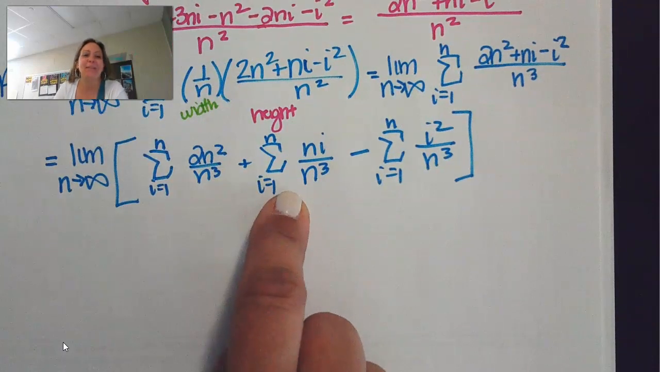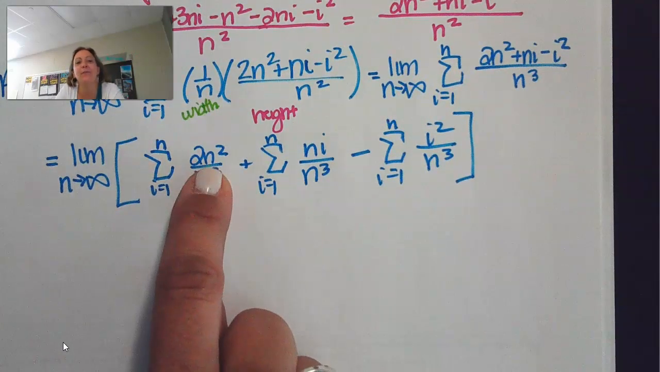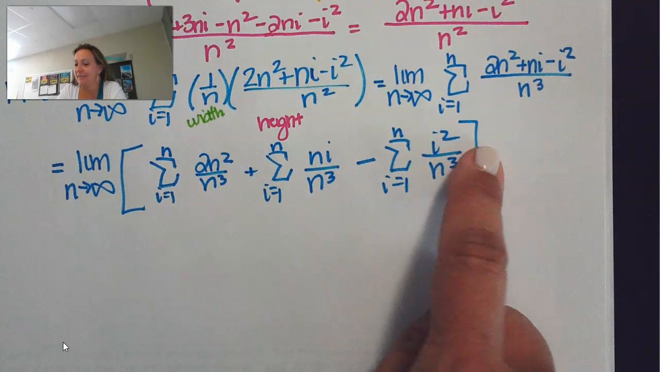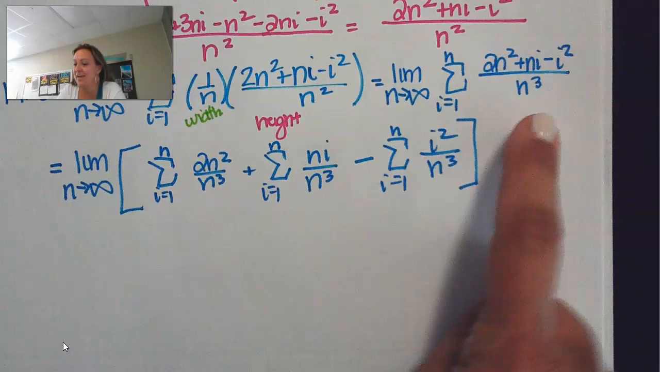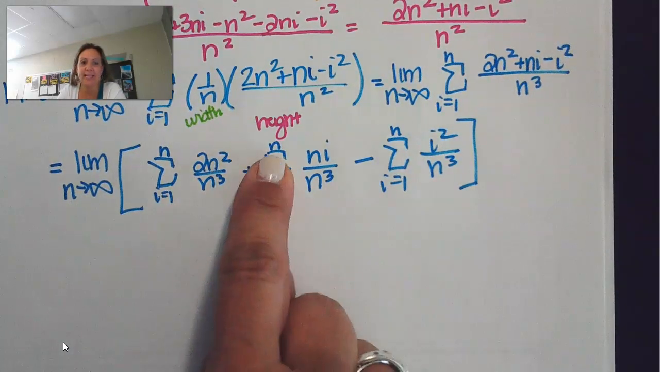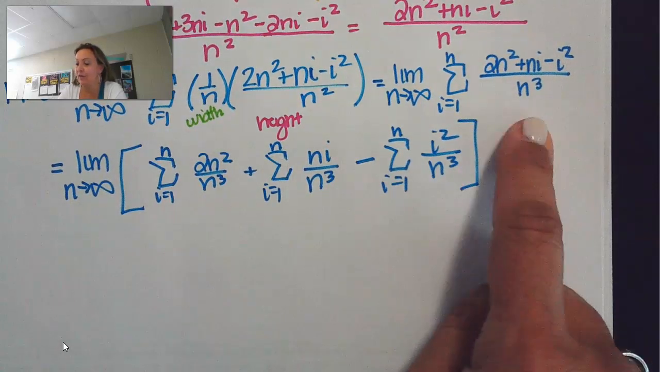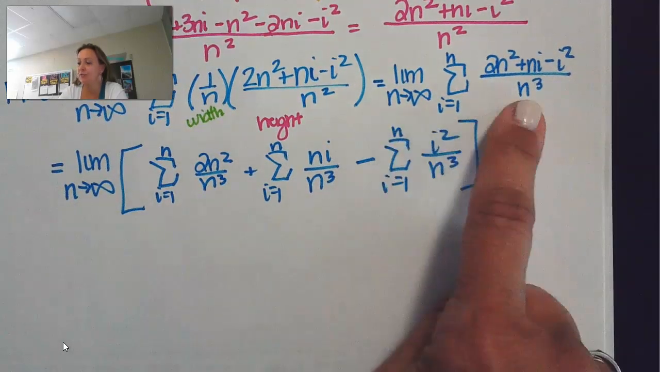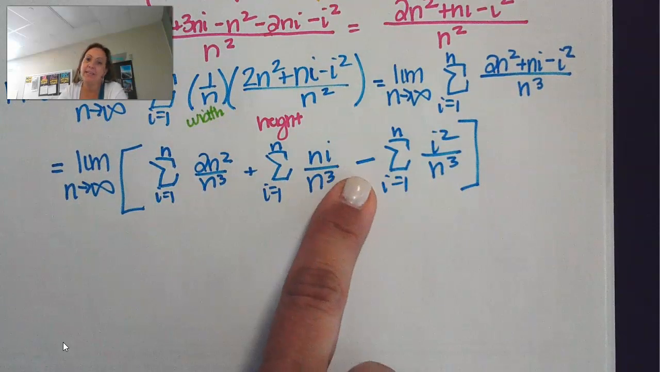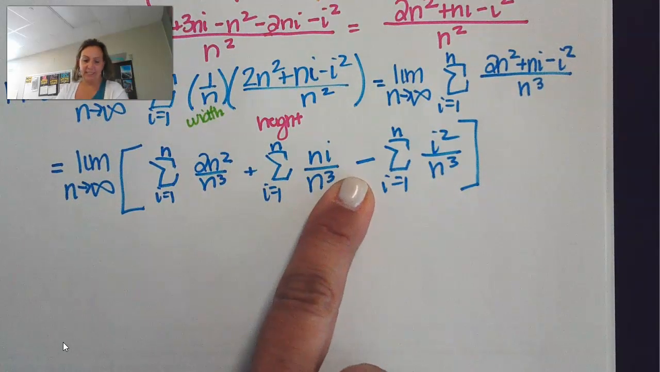So anyway, I'm going to take the sum of 2n over n cubed from 1 to n, ni over n cubed from 1 to n, and then i squared over n cubed from 1 to n. Just notice that because I'm subtracting, there's going to be a subtraction sign here instead.